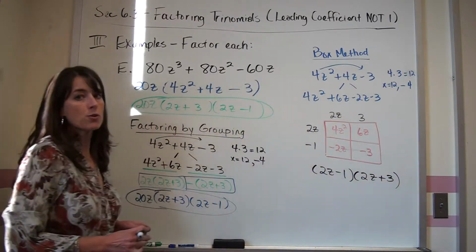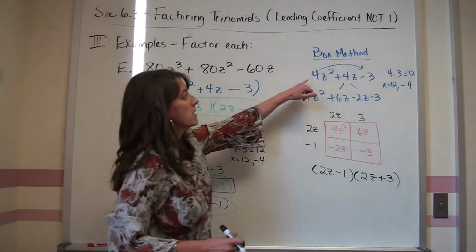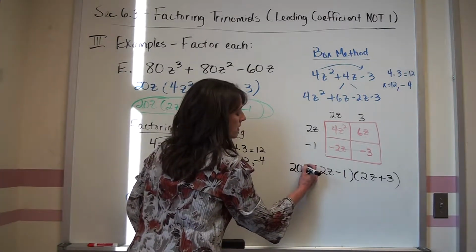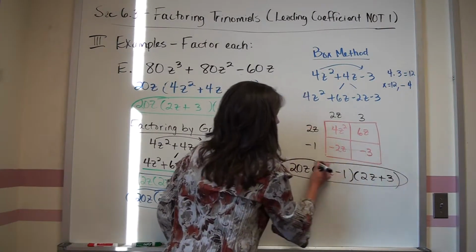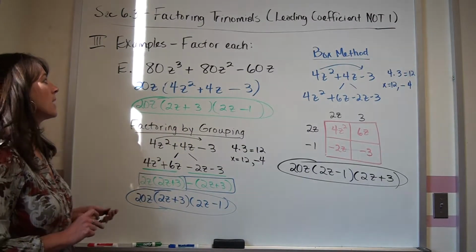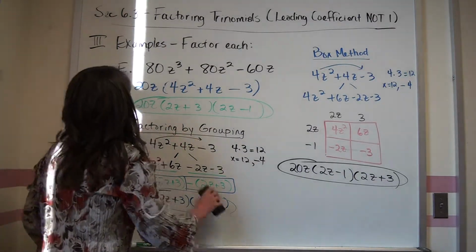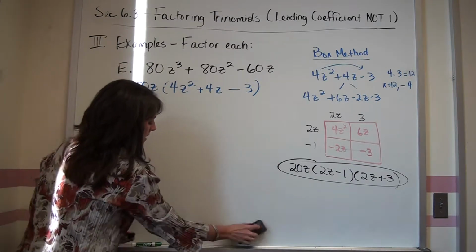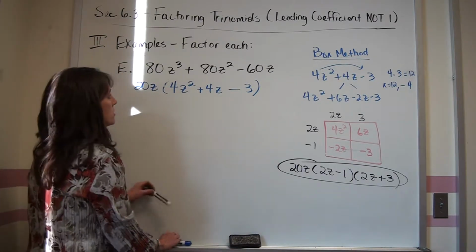Keeping in mind that if I circle that as my answer, that only gets me back to here, but my original problem had that 20z factored out. So I need to keep it in there. And then finally that slide, divide, and reduce. With slide, divide, and reduce, the name tells you what to do.